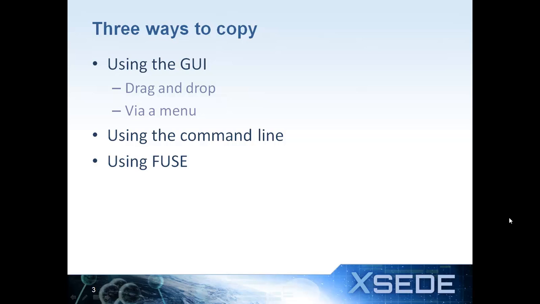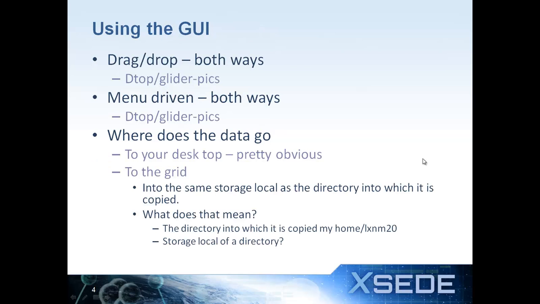Before we go on, there are three things that you need to know about how data can be copied in the GFFS. The first is using the GUI, which is how we will do things first, and that can be done using either drag and drop or via menu. You can also use command line tools, and we'll be introducing those, and you can also do it using the FUSE driver, and we'll show you how to set that up and use it. Okay, so we're going to start with drag and drop, and let's go there right now.